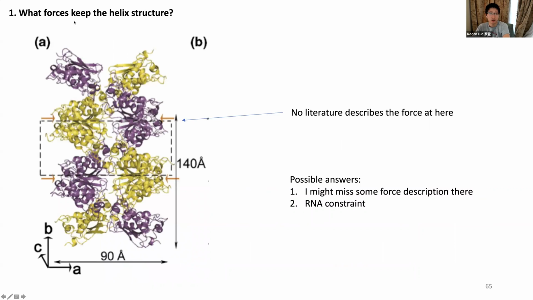The first issue is what forces keep the helix structure, like in this interface, what things are interacting with each other? I don't see a place that describes this, or I might have missed it in some papers. Another possible answer is the RNA. Once the RNA wound or binds to this helix, because the RNA is a single strand, it forms some constraint.